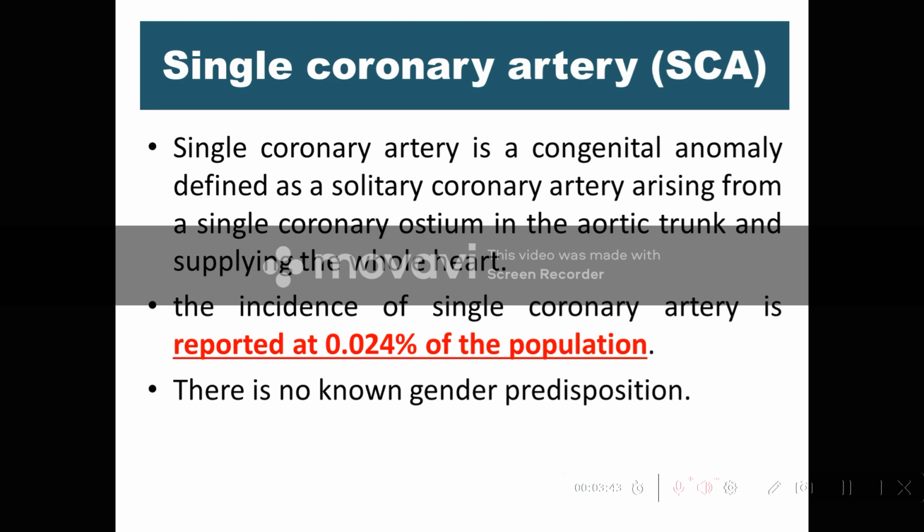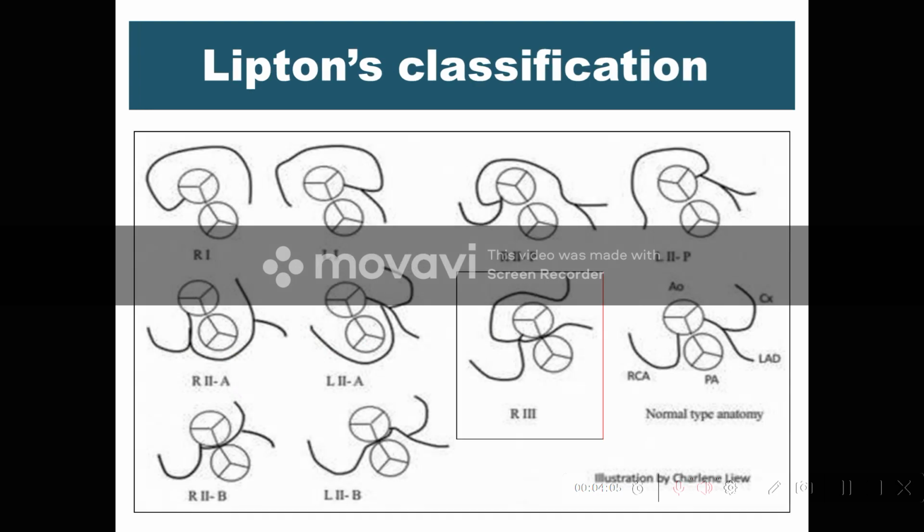So now we are facing the single coronary artery anomaly, which is a congenital anomaly defined as a solitary coronary artery arising from a single coronary ostium in the aortic trunk and supplying the whole heart. The incidence of single coronary artery is reported at 0.024% of the population, and there is no known gender predisposition.